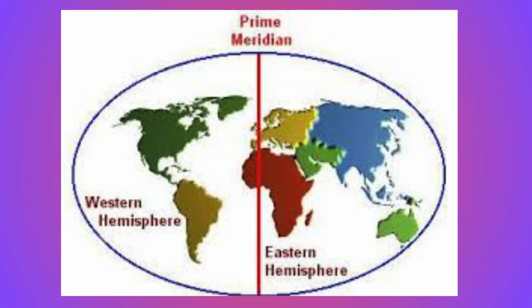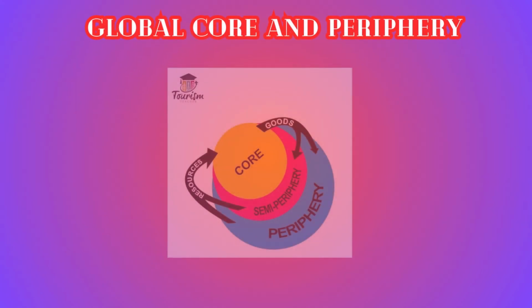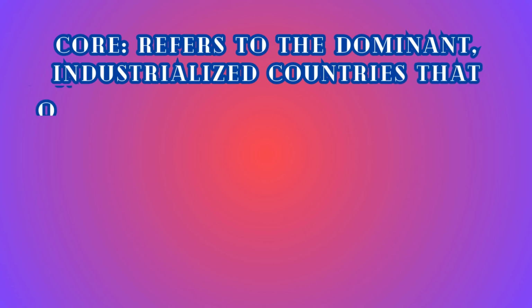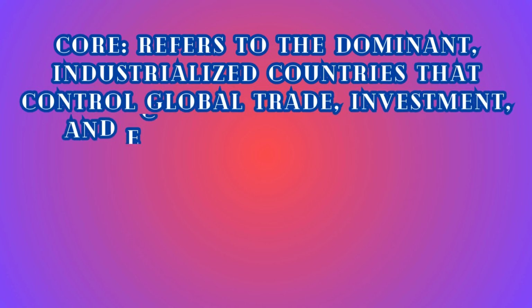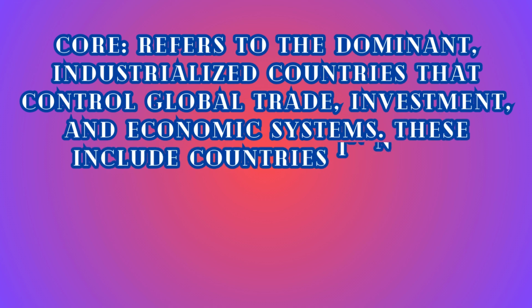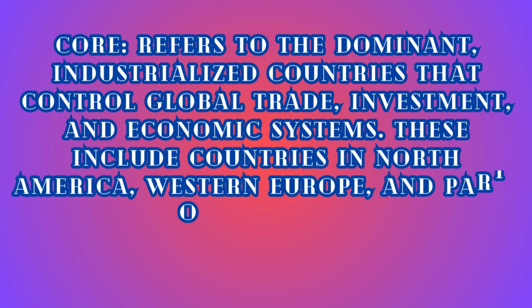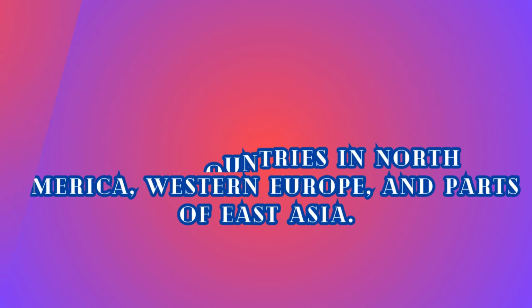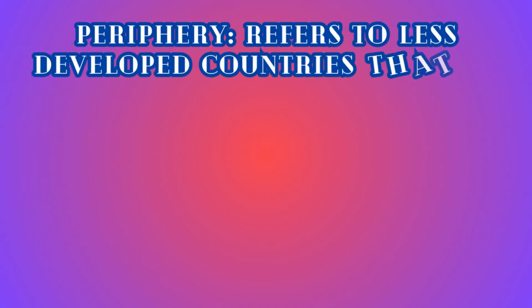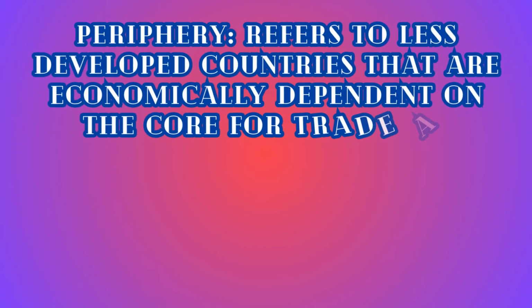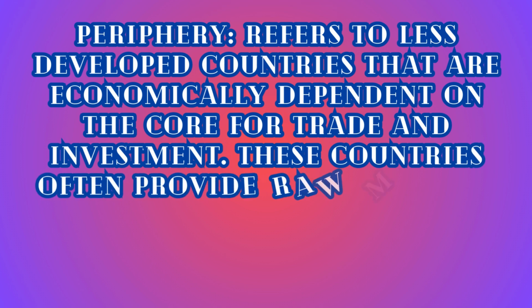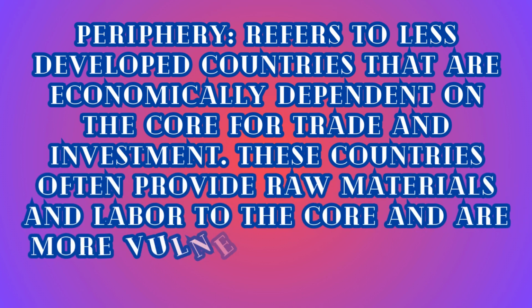Core and periphery. The term core refers to the most dominant industrialized countries, those that control global trade, investment, and the economic system. These include countries in North America, Western Europe, and parts of East Asia. The periphery consists of less developed countries that are economically dependent on the core, often providing raw materials and labor, while being more vulnerable to economic exploitation.